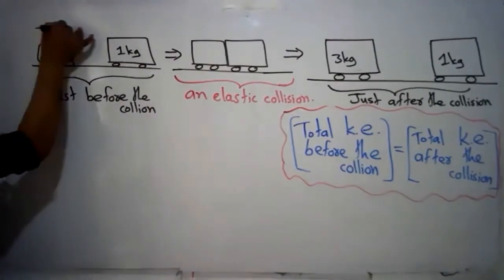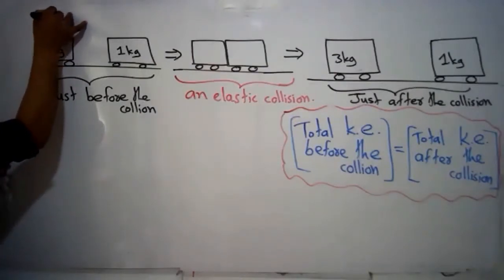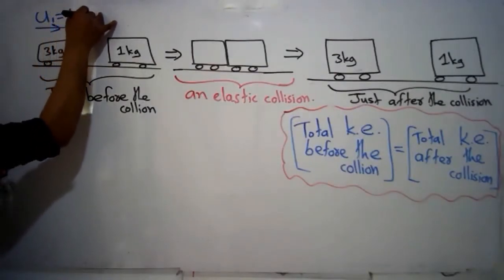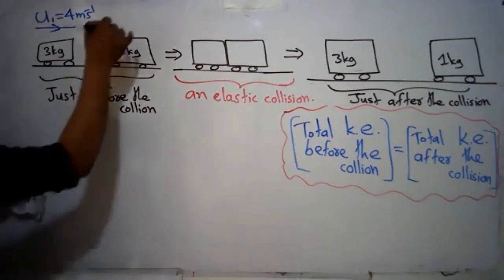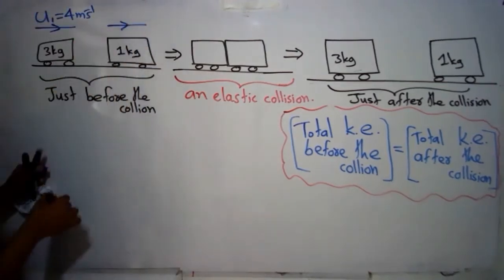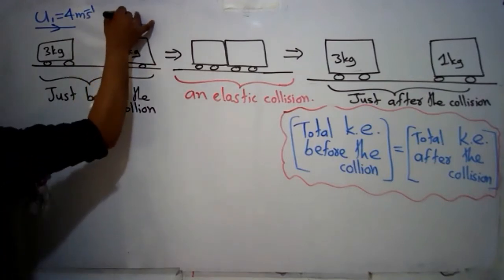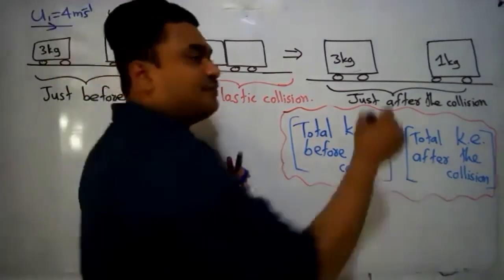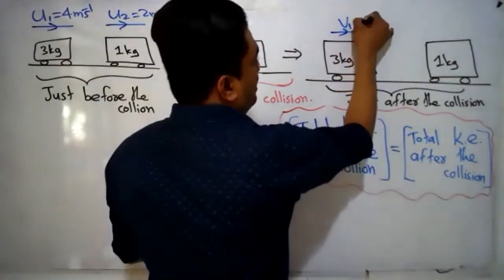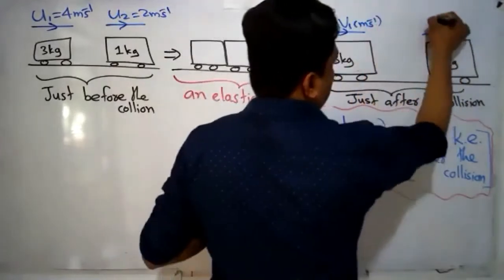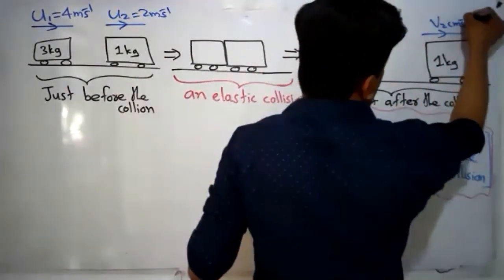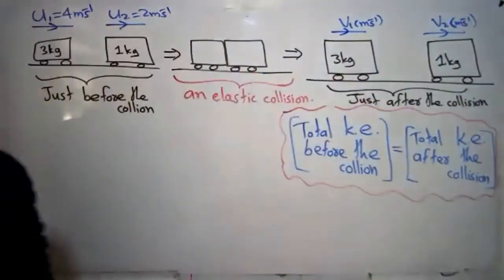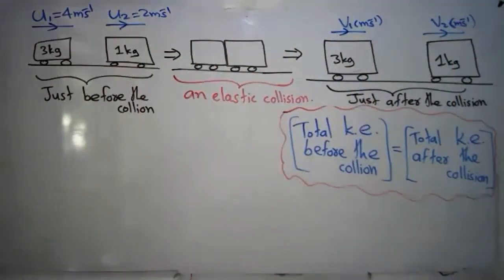Velocity of the first trolley before the collision, let's say 4 meters per second. Velocity of the second trolley before the collision, let's say 2 meters per second. Velocity of the first trolley after the collision, let's say V1 meters per second. Velocity of the second trolley after the collision is V2 meters per second. Please draw the figure and mark all the given data. If you have any doubt, please ask. I can help you. Start.